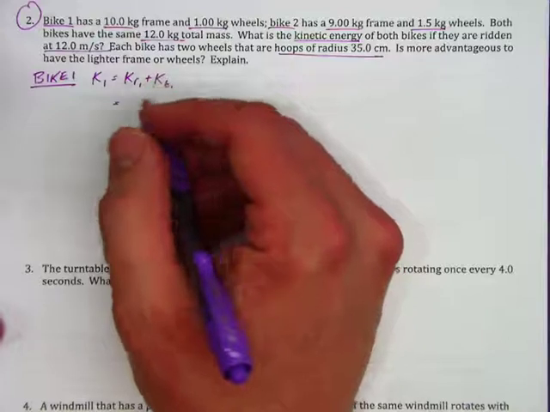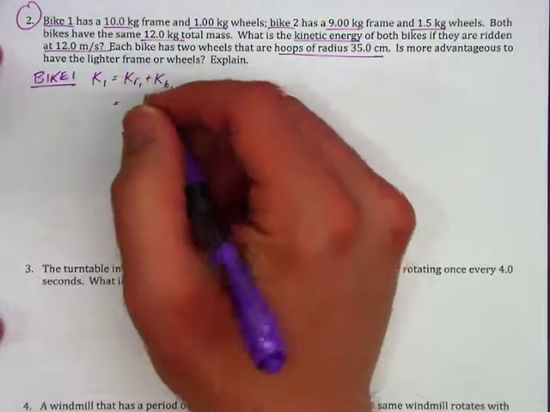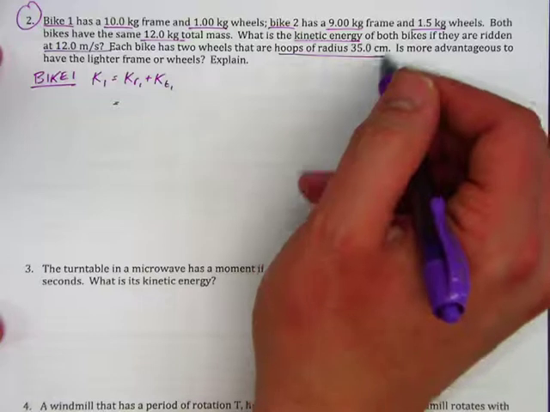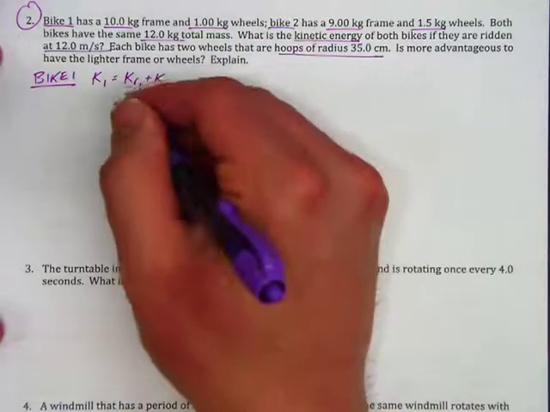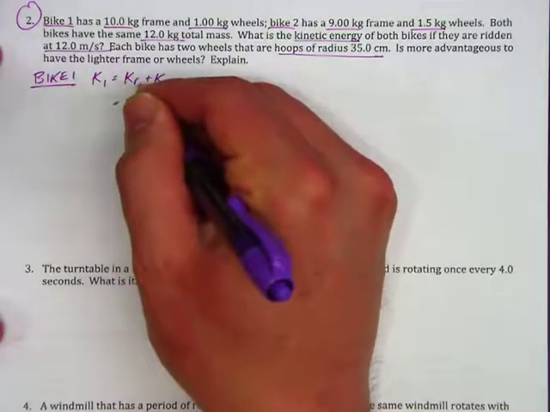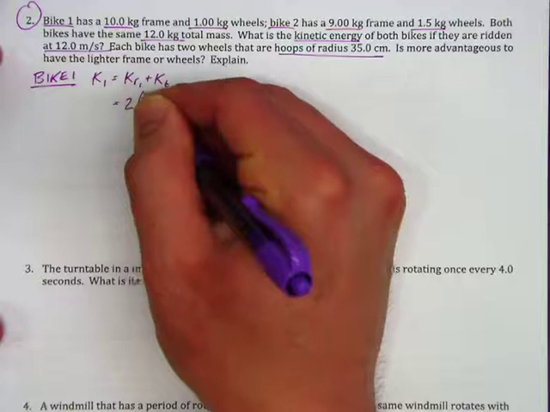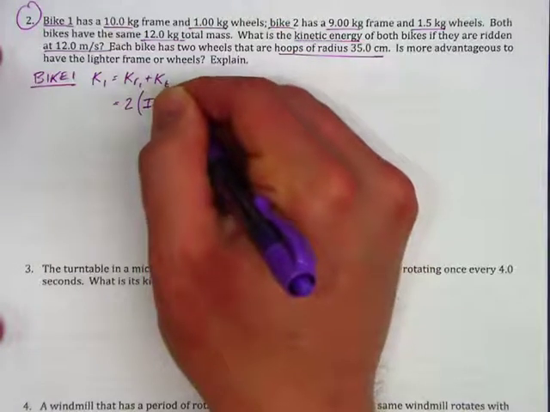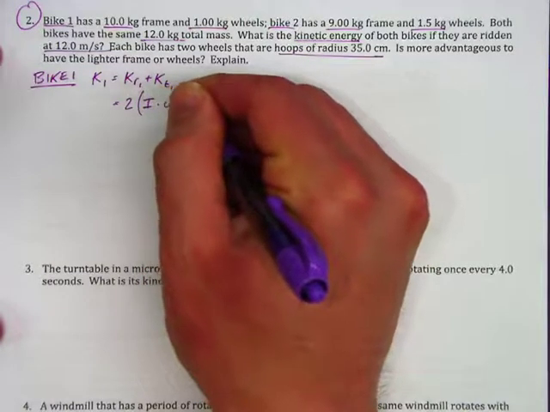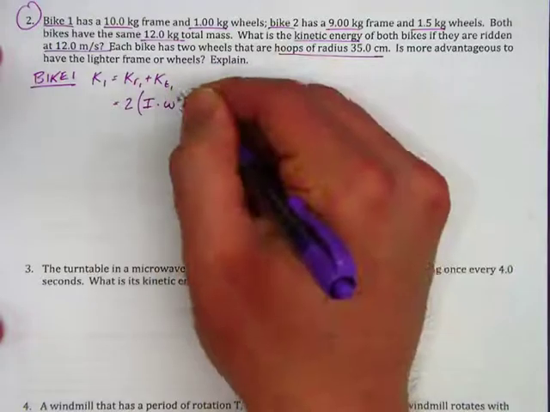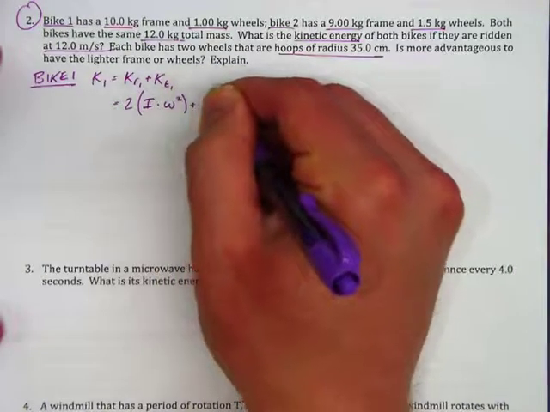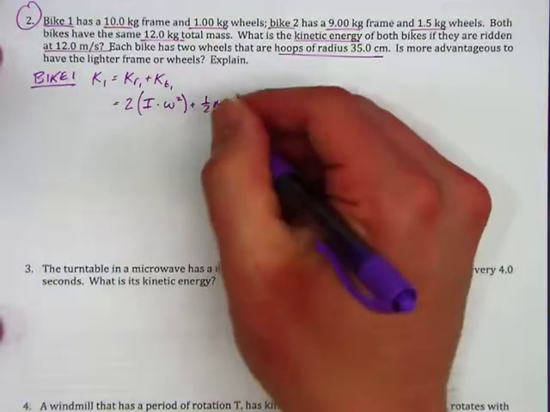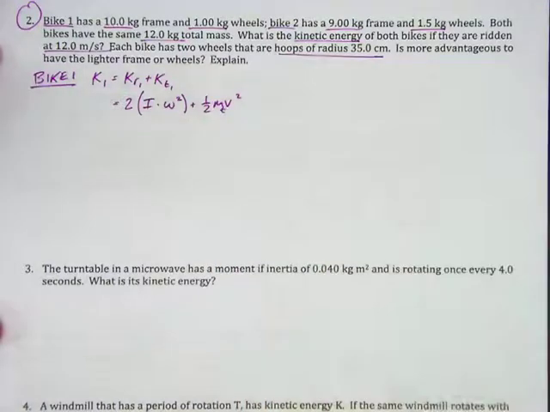Plus we have two wheels on each bike. The rotational kinetic energy of each wheel will be the same, since they have the same dimensions and mass. So I'm going to have 2 times 1/2 the moment of inertia of the wheels times the omega of the wheels squared, plus the 1/2 mv squared of the bike traveling through space. And this is the total mass, bike and wheels included.